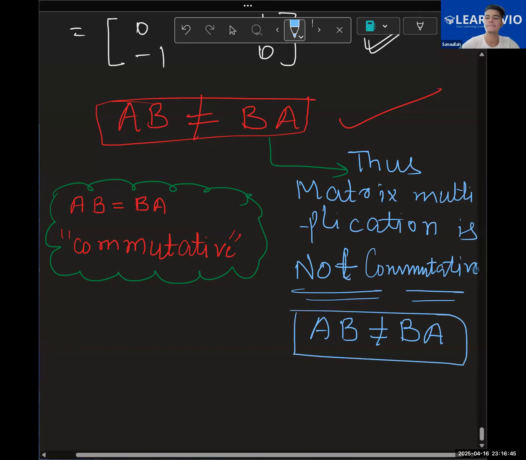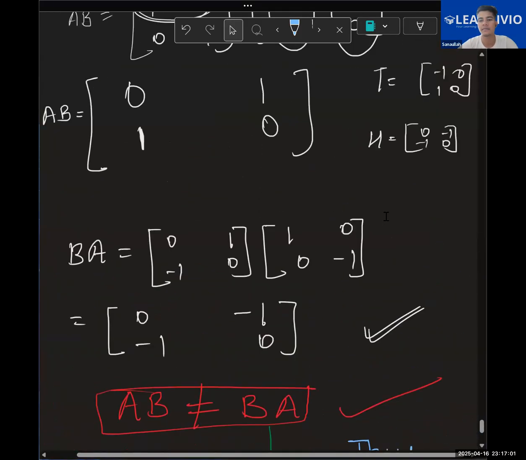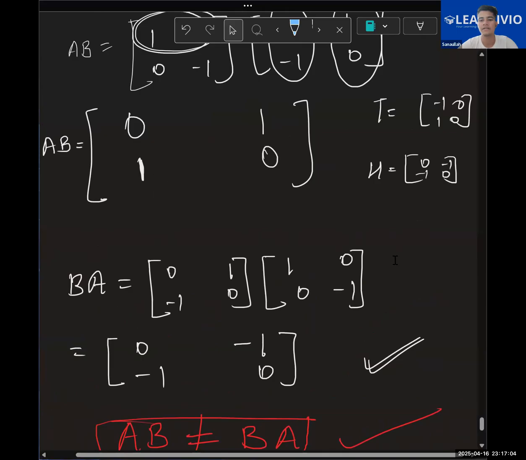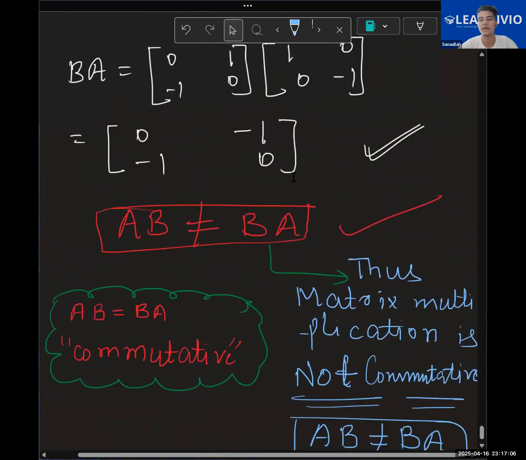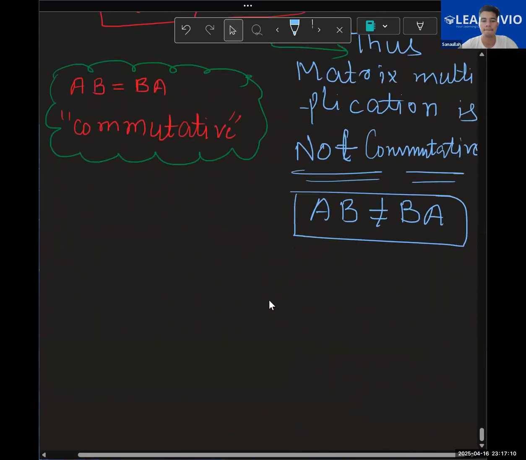Yes, sir. Okay? Is it clear, Taiba? Yes. Adia? Yes, sir. Is it clear to you? Yes, sir. So in matrix multiplication, you can't say this is commutative because AB and BA do not come out equal. Look in front of you, AB is 0 1 1 0 and BA is 0 -1 and -1 0, right? Yes, sir.